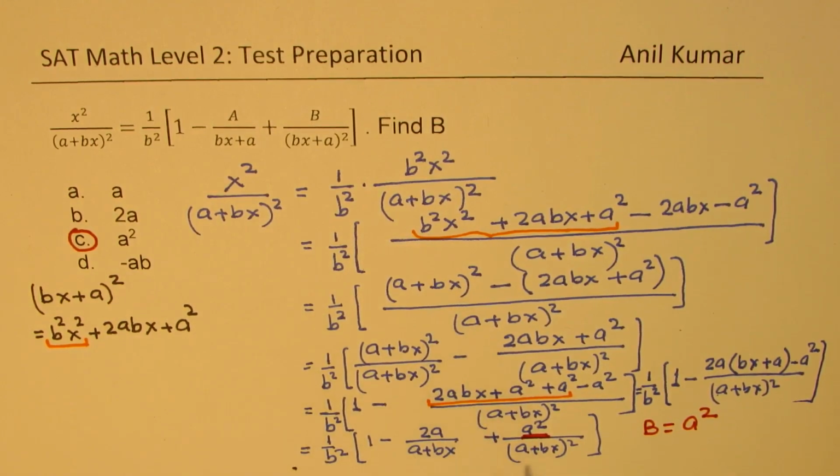Go through it once again. The strategy is very neat. You're trying to complete the squares and get the result. You could of course do long division and otherwise. It takes much longer. This is a very neat method of writing into decomposed form of a rational function. I hope you understand and appreciate it.